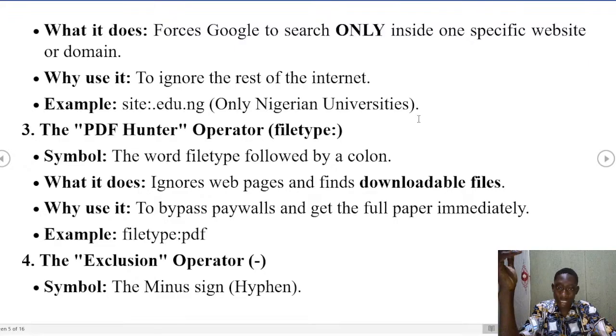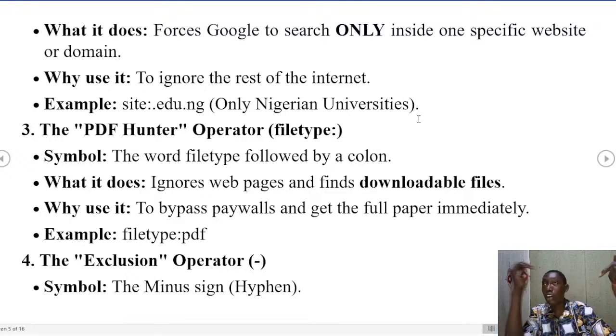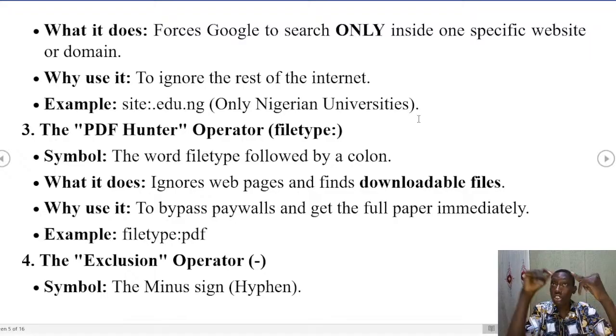You get me? It will ignore the whole Google. For example, if you use the site operator on .org, it will only give you results from websites that have .org at the back of their name. You know, websites are usually like www.website.com or www.website.org or www.website.edu.ng, things like that. If you use .edu.ng, it will not give you research from .org or .com. It will only bring you research from .edu.ng. That is the only thing it will bring for you.